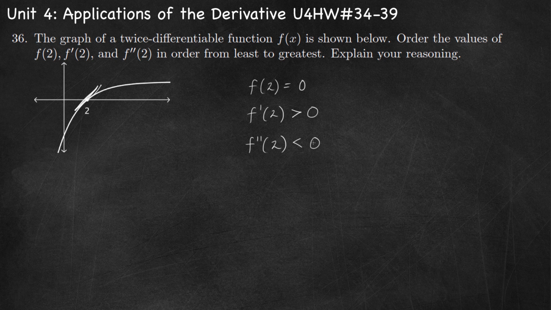And I can put these three now in order from least to greatest because all negative numbers are smaller than 0, and all positive numbers are greater than 0. So we have f of 2 in the middle, and then our negative values to the left, so f double prime of 2 is the smallest, and then our positive values, f prime of 2, will be the largest.